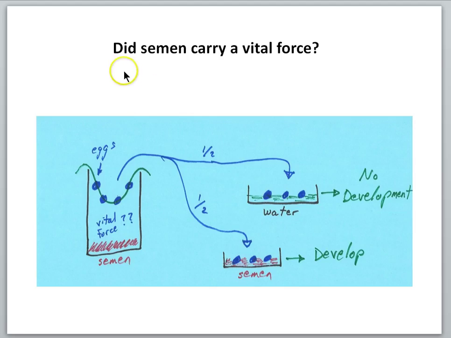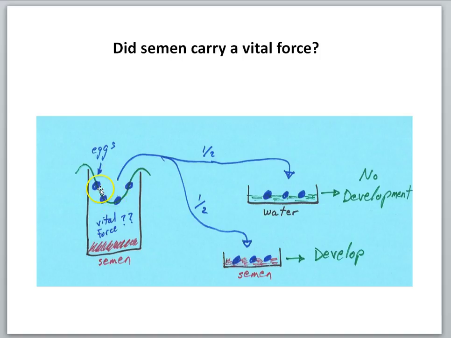And now on to the second question. Did semen carry a vital force? Here again, Spallanzani does something clever. He takes some unfertilized frog eggs and wraps a fine thread around the eggs so that he can suspend the eggs over some semen. Now this is air in between here. And he reasons that perhaps if semen had some kind of vital force, perhaps that force could act at a distance and trigger the eggs to develop, to fertilize them from a distance.